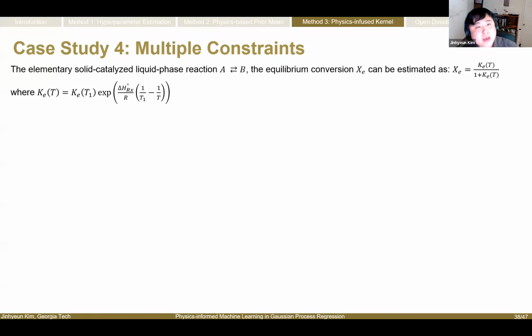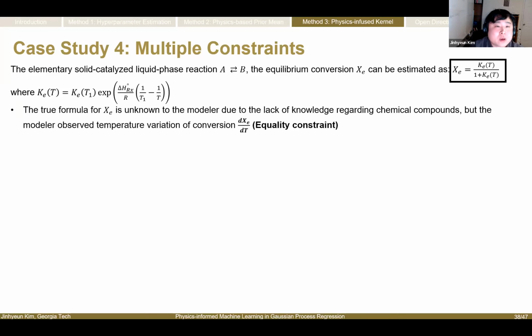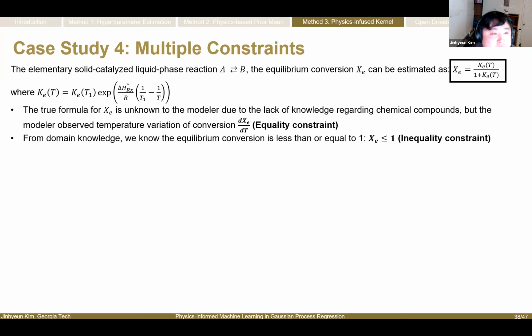Here we want to try to embed equality and inequality constraints. We assume the reaction, and there is some equilibrium conversion XE of the chemical elements, which have this equation. We assume this is unknown, but the experimenter measures the variation of conversion. We set it as an equality constraint. And from domain knowledge, we assume that this equilibrium conversion is less than or equal to 1. We use it as an inequality constraint.